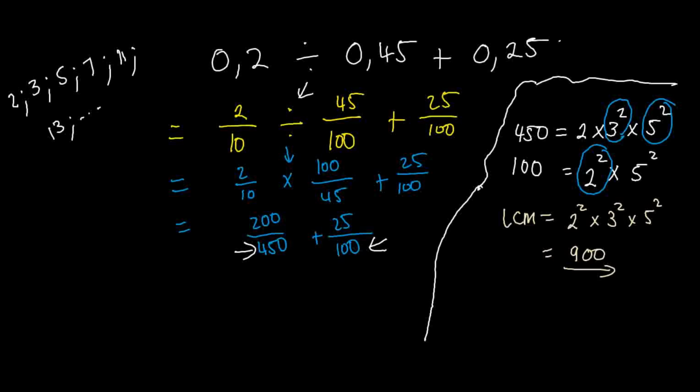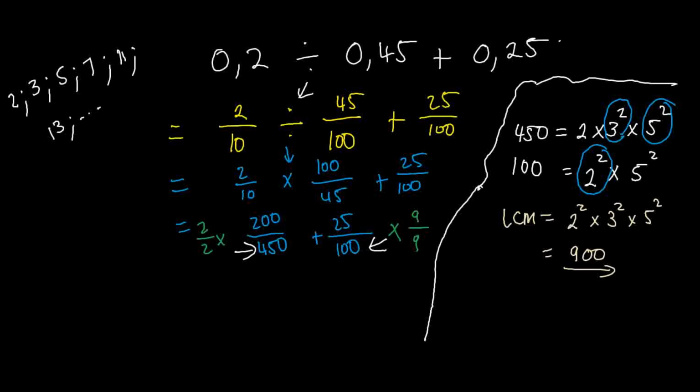So what do I need to multiply 450 by to give me 900? I'm guessing it's going to be 2, so I'll multiply this fraction by 2 over 2. I'm not changing the value. When you multiply anything by 1, it's still that value. And what do I need to multiply 100 by to give me 900? I need to multiply it by 9.